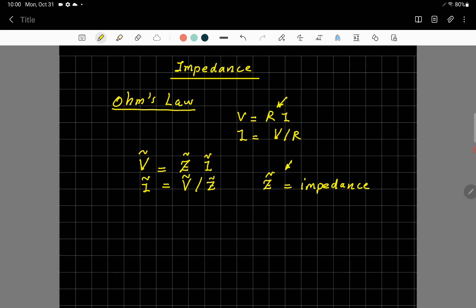What is the difference? Well, the difference between the resistance and the impedance: R is a scalar, just a real number. Z, the impedance, could be complex, could have real and imaginary parts. Okay, so that's the Ohm's law when we have impedance.